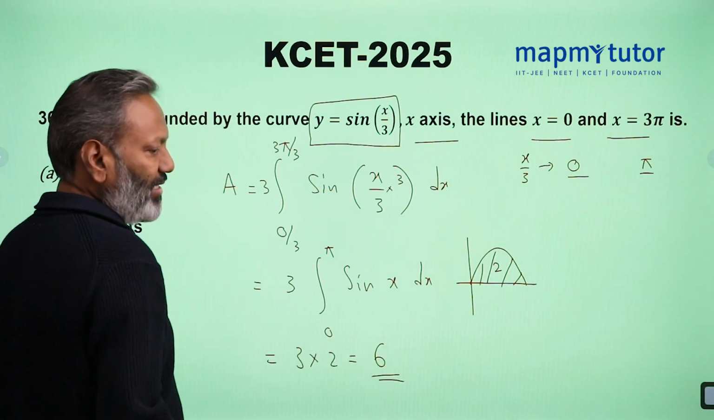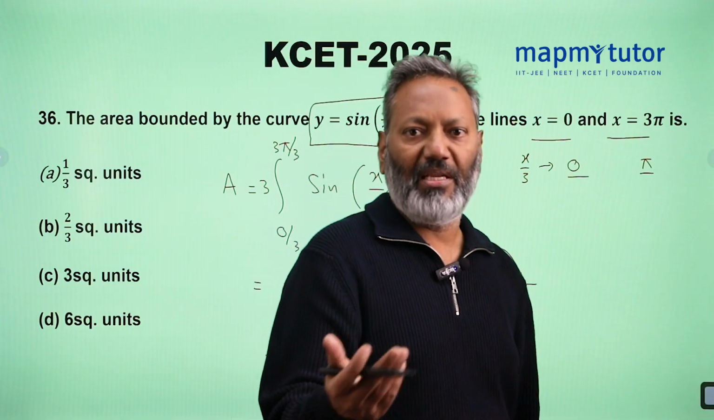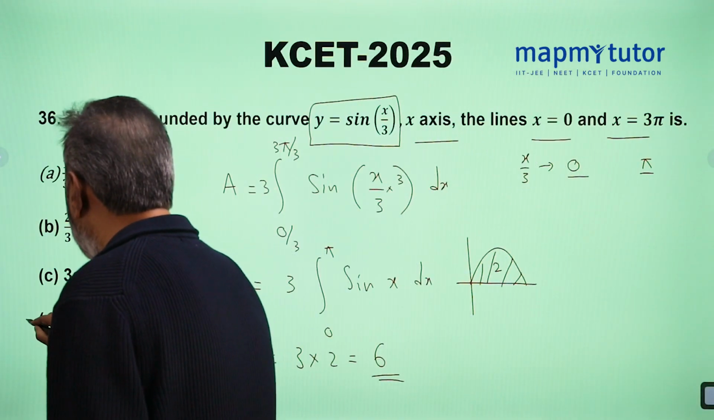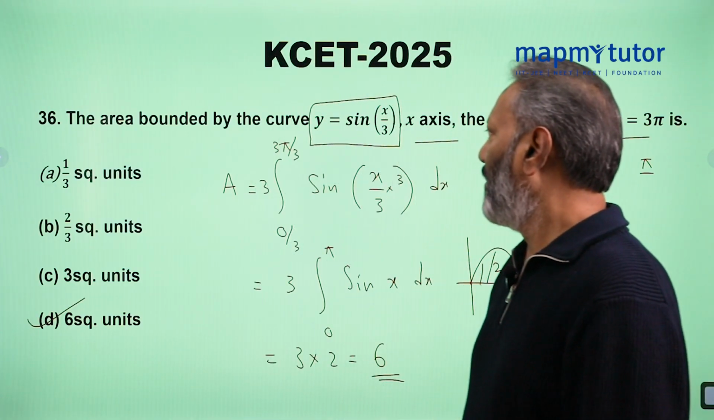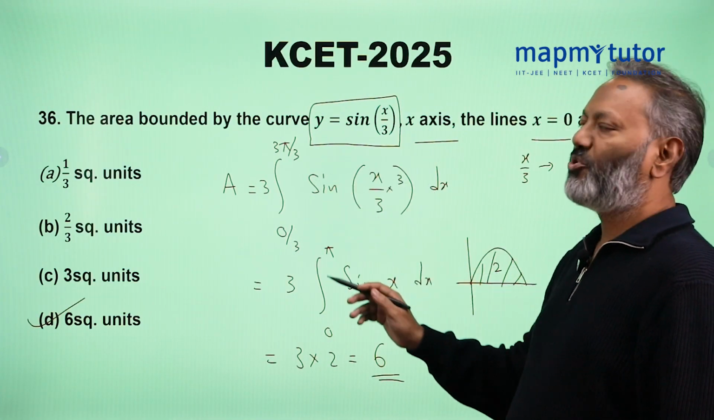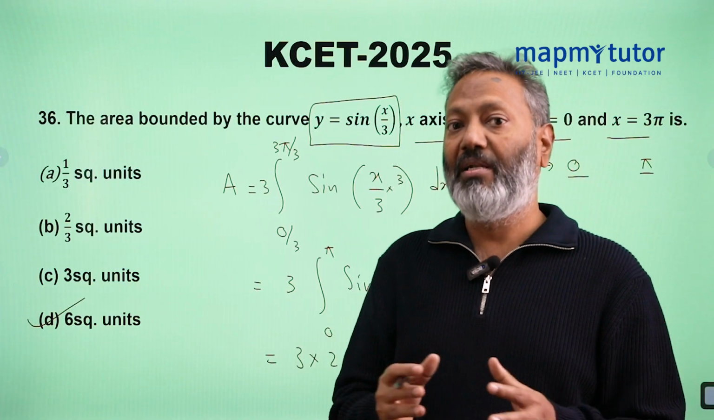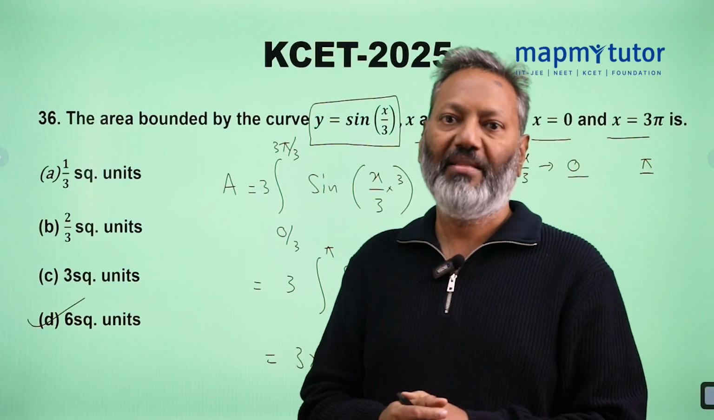Otherwise you integrate, what is there? Integral sin x is minus cos x and apply the limits, you will get 2, 3 into 2, that is 6. And hence it is option D. Understood? Here only I just changed the limits to avoid the fractions. Of course, calculations with fractions will be little risky. Okay?